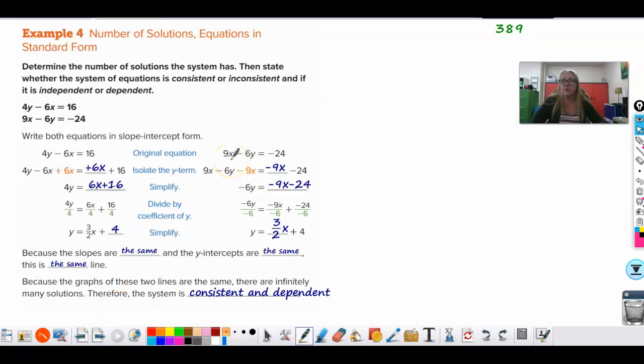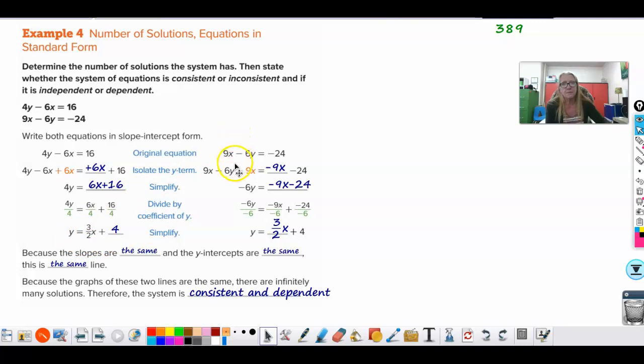All right, example 4, number of solutions, equations in standard form. Okay, so if they give it to you in standard form, you have to fix it, okay? So that's what I've done here, and I've gone ahead and filled all this out in advance to save time. We have 2 equations in standard form. They took the first one here, and they're trying to get y by itself, so they add 6 to both sides. Then we have 4y equals 6x plus 16. They divided everything by 4, which ends up giving us y equals 3/2 x plus 4.